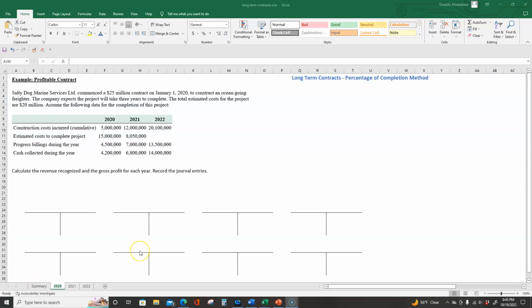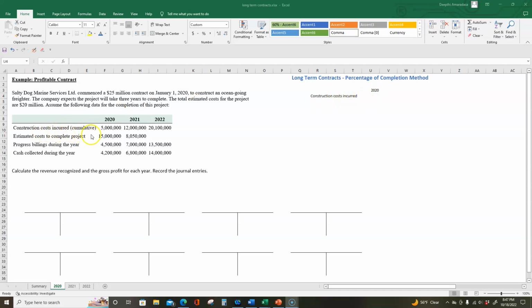Whenever you're working on a problem using the percentage of completion method, I recommend you set up a template like the one that I'm going to show you. So first, we are in the year 2020, so let's go ahead and have a column for 2020. And the first thing that I would like to start off is by listing our construction costs that were incurred during the year. What we're trying to find is construction costs incurred in 2020.